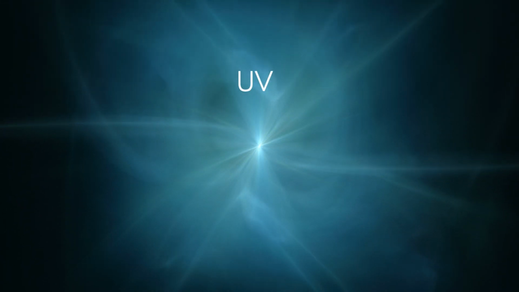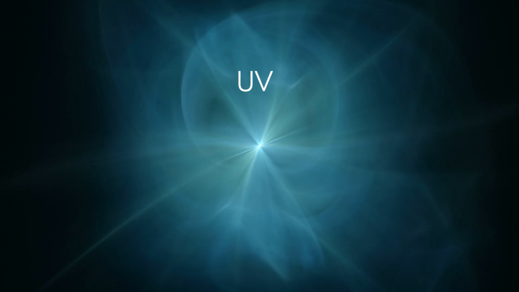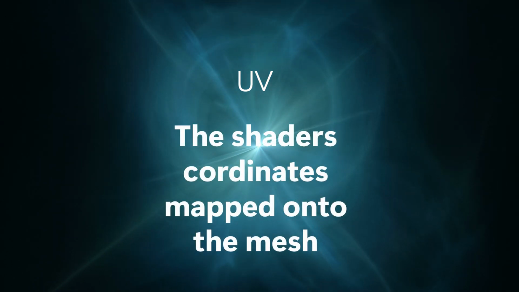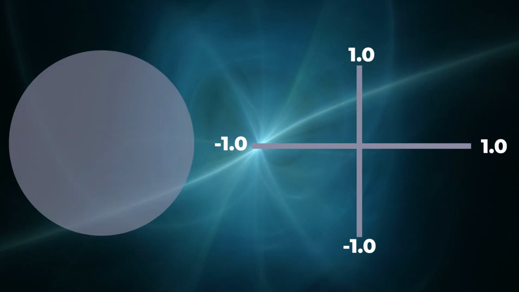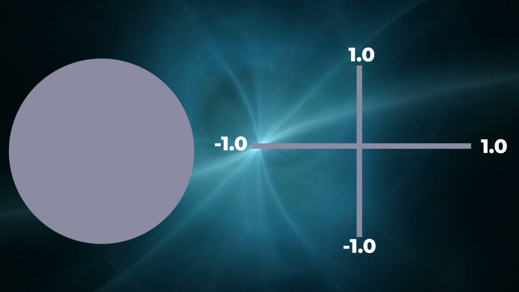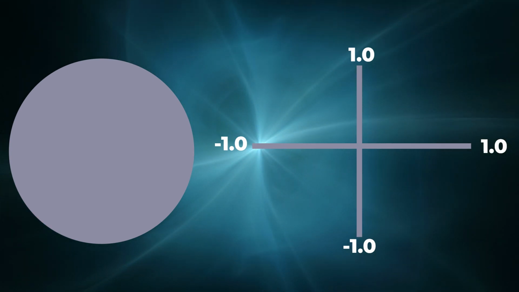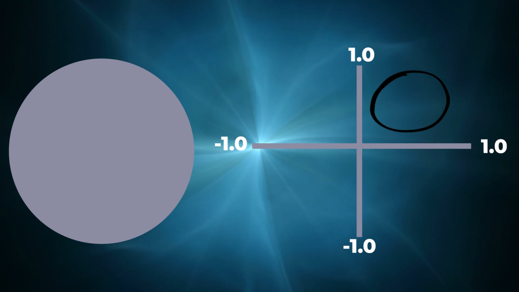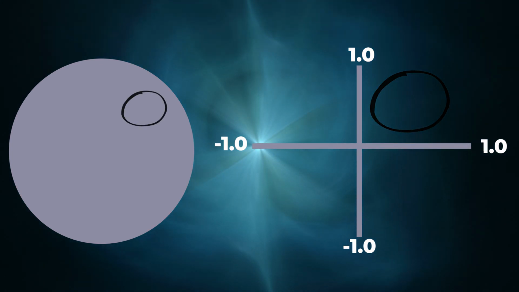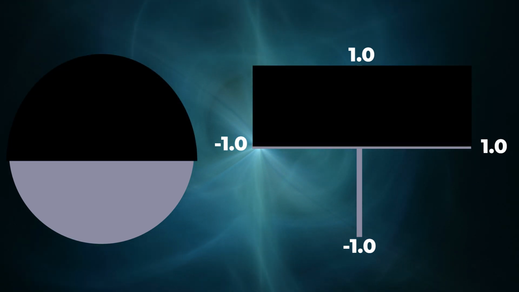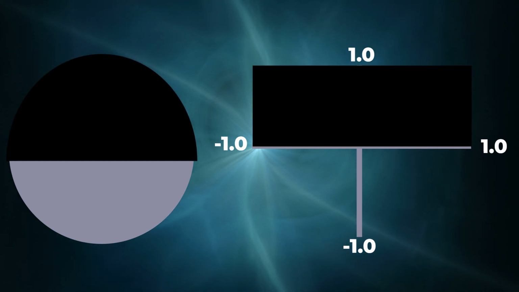For the second part, we need to understand what the UV is. The UV is basically just the shader's coordinates mapped onto the mesh. Think of it as a graph that represents every pixel on a mesh. Basically, if we put a mark on this part of the graph, it'll appear on that part of the mesh. And if we use this, it'll be pretty easy to divide the mesh in two and split it by different materials.